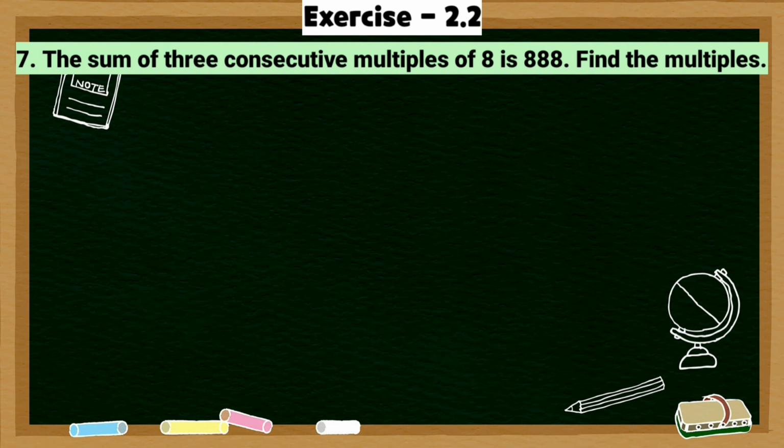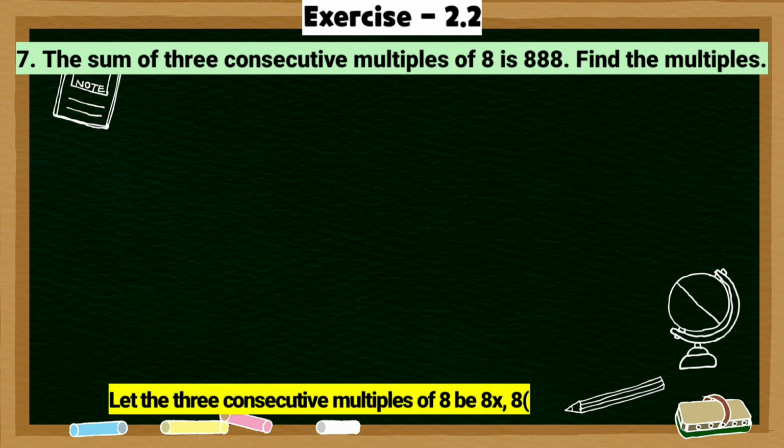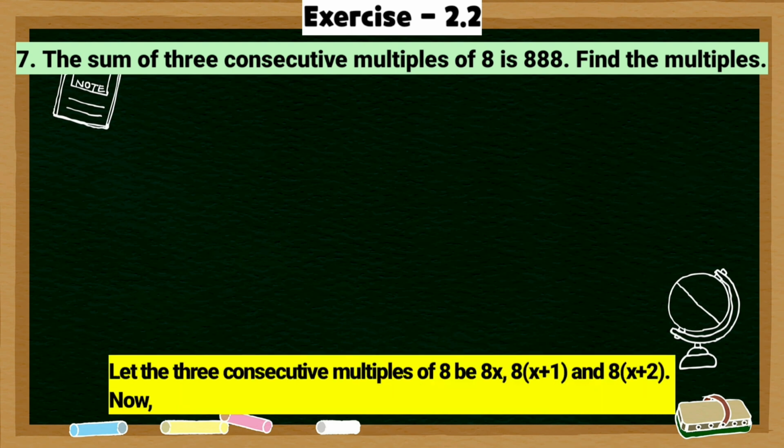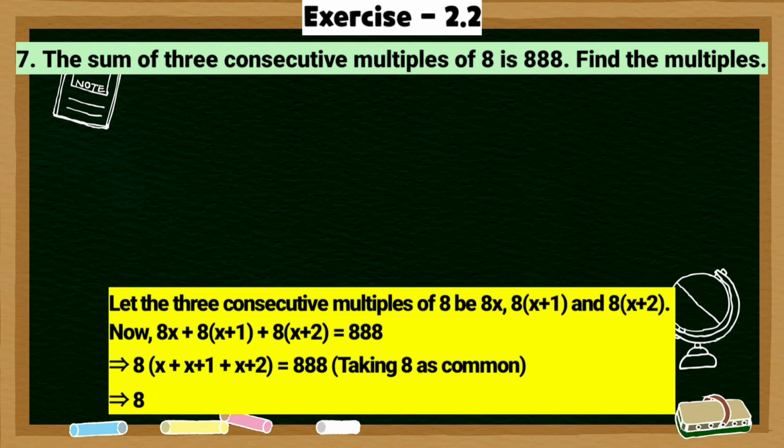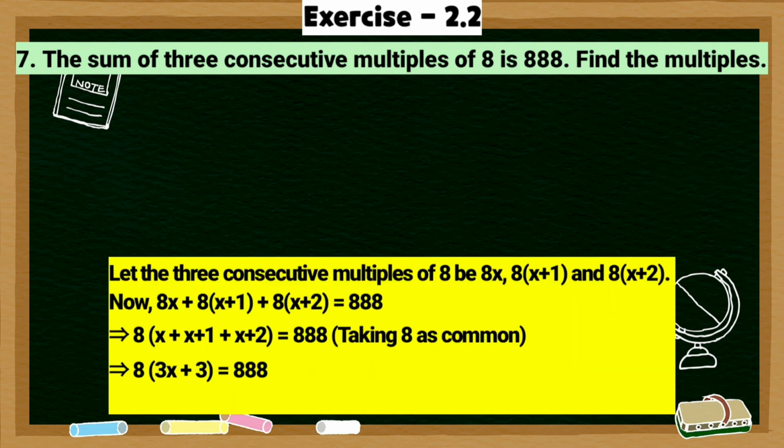Question 7 is: the sum of three consecutive multiples of 8 is 888. Find the multiples. So in this question, let the three consecutive multiples be 8x, 8 bracket x plus 1 and 8 bracket x plus 2. Now on adding we get that this is equal to 888. Now we see that 8 is common, so taking 8 common we get 8 bracket x plus x plus 1 plus x plus 2 is equal to 888. Now 8 bracket 3x plus 3 is equal to 888.